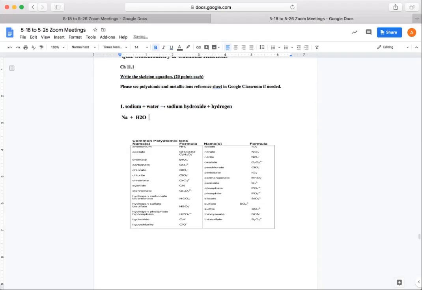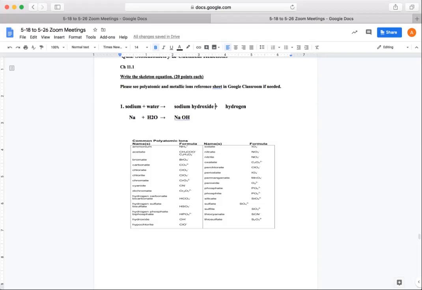Okay, so we're just going to show you that Na corresponds to sodium. The plus sign overlaps with the plus sign here. The water is here. The reaction arrow is here. Sodium hydroxide is going to be Na, right? Because sodium is Na. Hydroxide is OH, right? Sodium hydroxide.